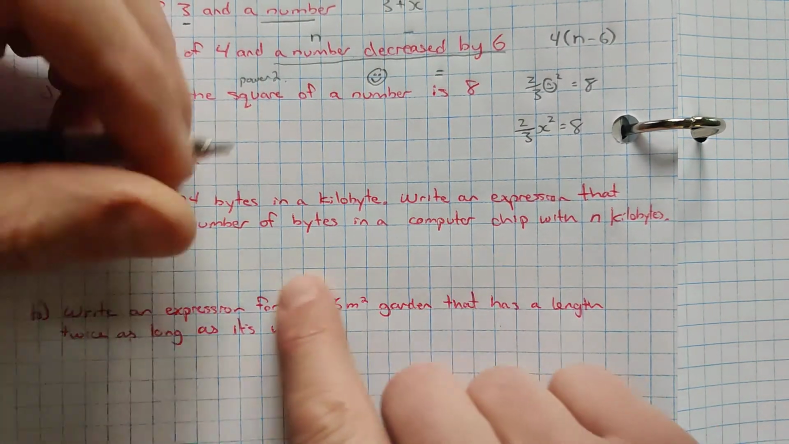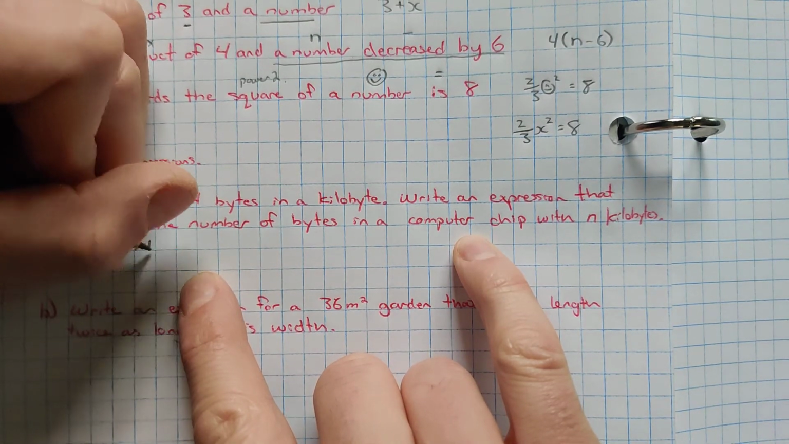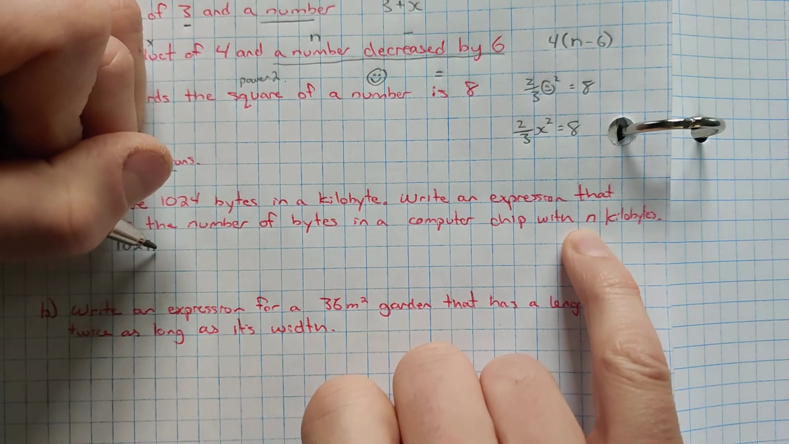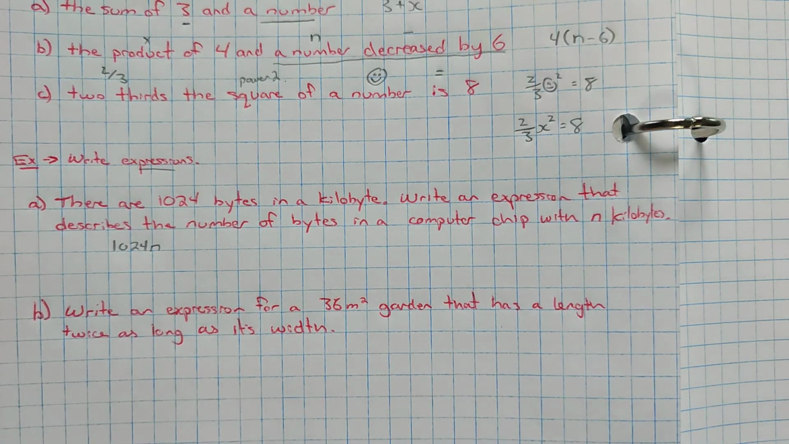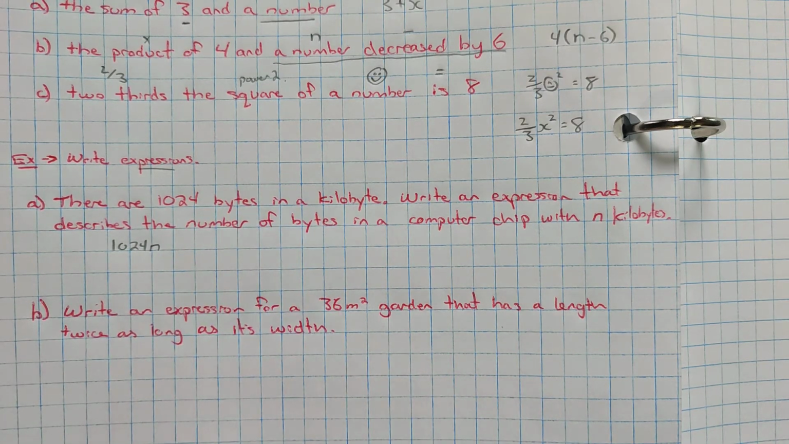So 1 kilobyte is equal to 1,024 bytes, and we want the number of bytes in a chip with n kilobytes. We want an expression, so we're going to have no equal sign in this case. So we just have 1,024 times n. There's 1,024 bytes per kilobyte. So we have n kilobytes. We just multiply those together, and that would get us our value.